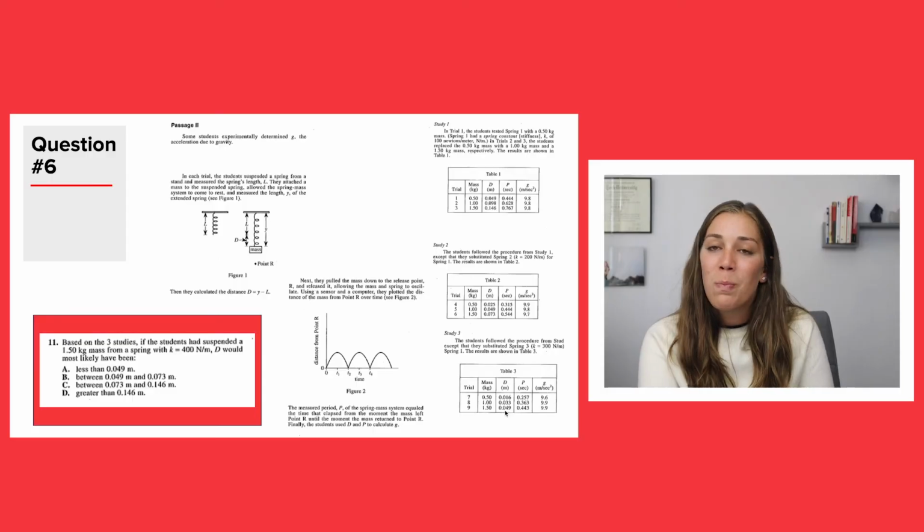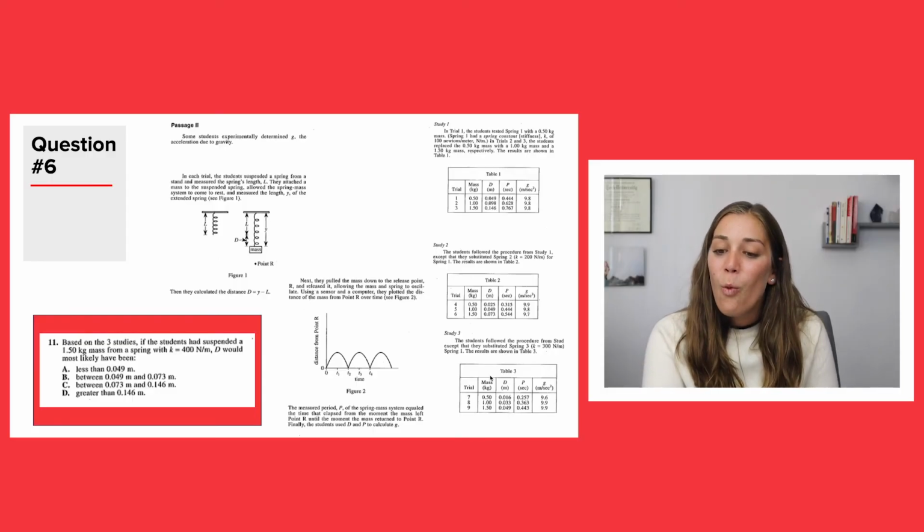If you look from study 1 to 2, and you look at trial 3, when the mass is 1.5, the D is 0.146. In table 2, the D is 0.073, so it's going down by about half. And in the next one, the D is 0.049. So in this imaginary study 4, when the mass is 1.5, we know that because the trend is going down, it's going to be less than 0.049, which is answer choice A.